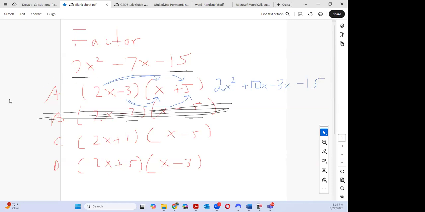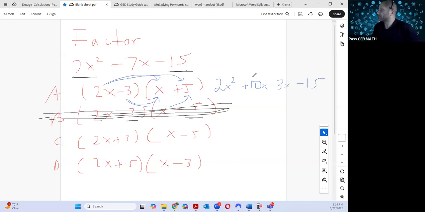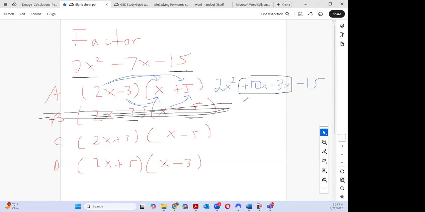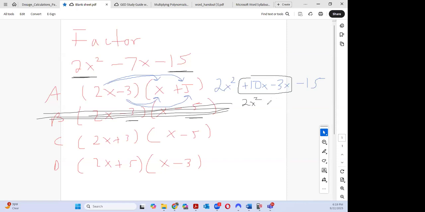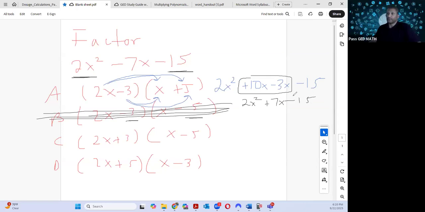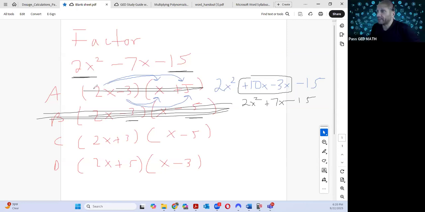Do we have any like terms? Yes. What are the two like terms? 10x and minus 3x. So we're going to bring that 2x squared down. What's 10 minus 3? 7. So we've got 7x, 7x minus 15. Is that what we're looking for? No. So we know it's not A. Let's do the third one.